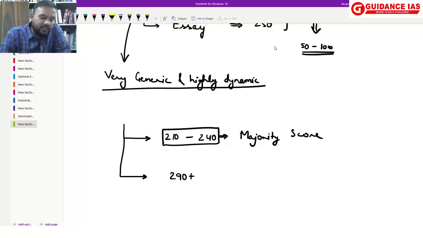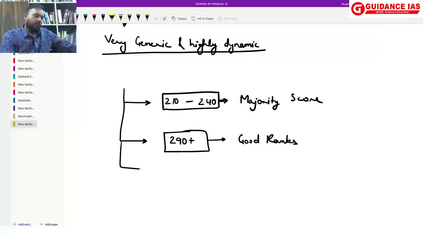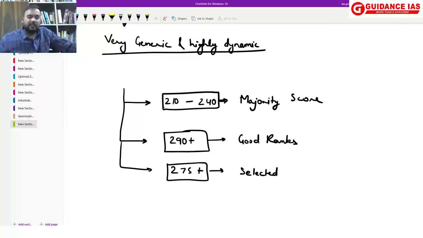And I'm talking about those who got good ranks, generally have this kind of score. And if you talk about overall, it was 275 plus for the students who got ultimately selected. So here you see very well, you can easily make a margin which can range between 50 to 100 marks.